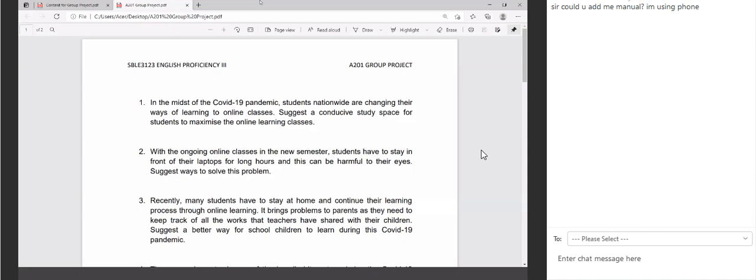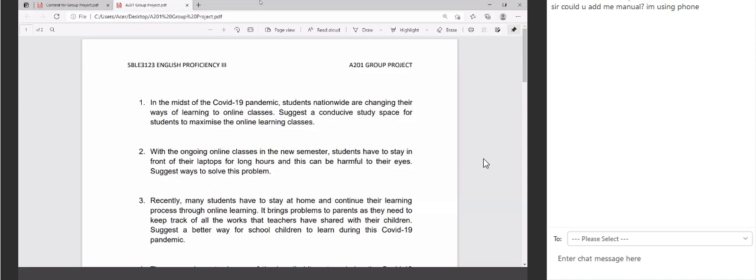So the idea for the group project is to solve a given problem. You will be given a problem like this, and then you have to solve it. Number one, you can produce your own idea. You propose your own idea, you design your own product, or your own project, or your own program. And the second one, you can do it by using a product or a program or an idea that is already available in the market. Do you understand or not?